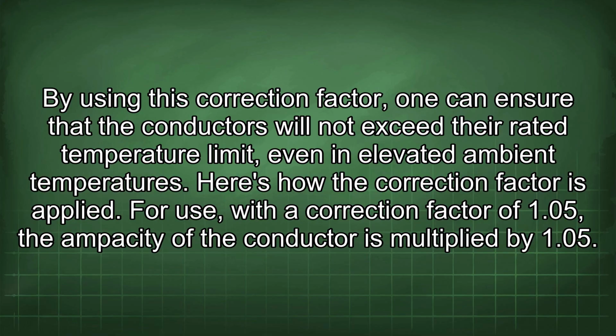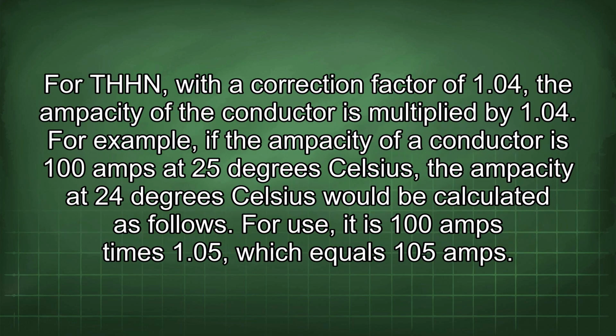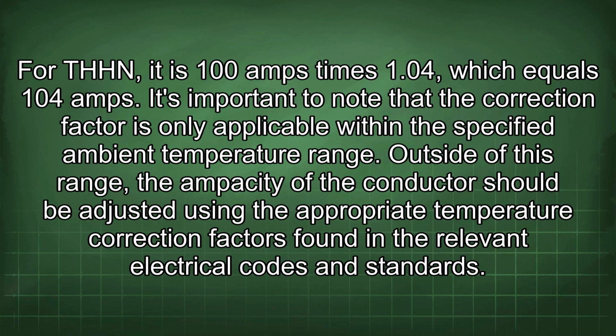For USE, with a correction factor of 1.5, the ampacity of the conductor is multiplied by 1.5. For THHN, with a correction factor of 1.4, the ampacity of the conductor is multiplied by 1.4. For example, if the ampacity of a conductor is 100 amps at 25 degrees Celsius, the ampacity at 24 degrees Celsius would be calculated as follows. For USE, it is 100 amps times 1.5, which equals 105 amps. For THHN, it is 100 amps times 1.4, which equals 104 amps.